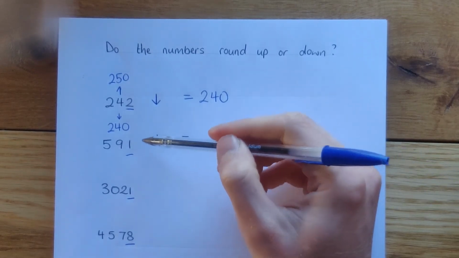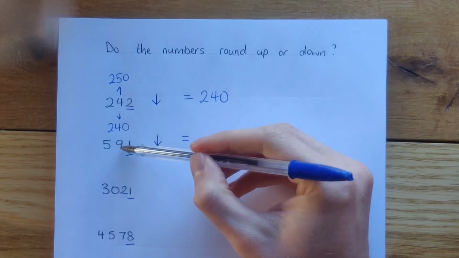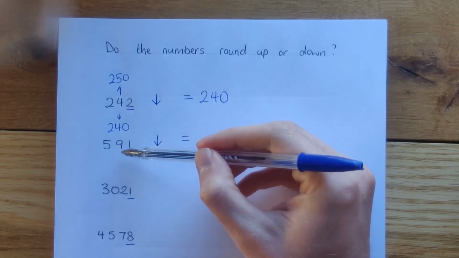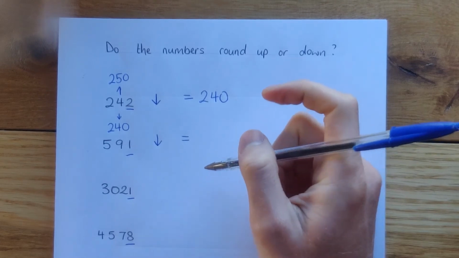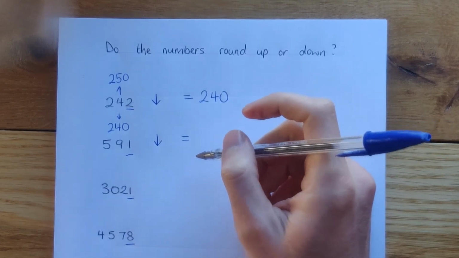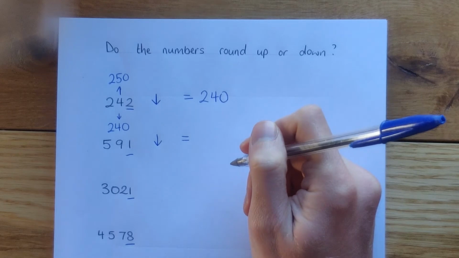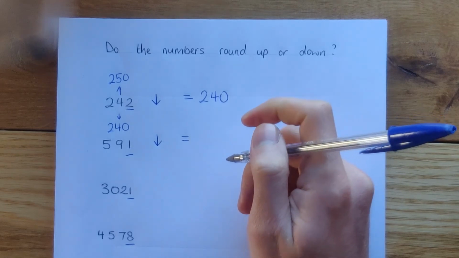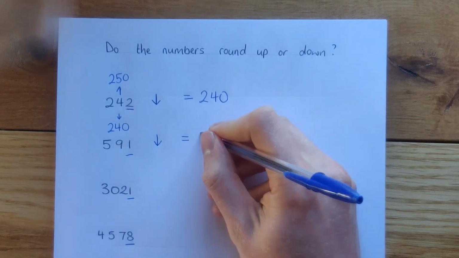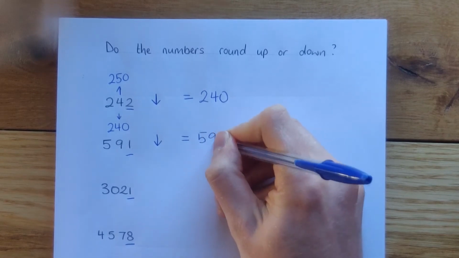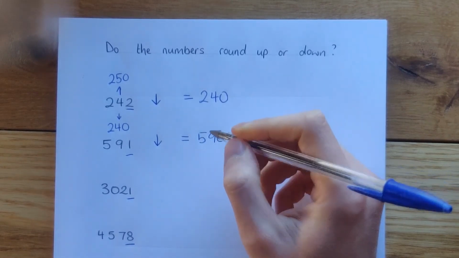Before I write this down, I want you to have a think. If we're going down to the closest 10, what's the closest multiple of 10 to 591? What's the closest multiple of 10? Have a think. Right, hopefully in your heads you thought 590 would be the closest 10.